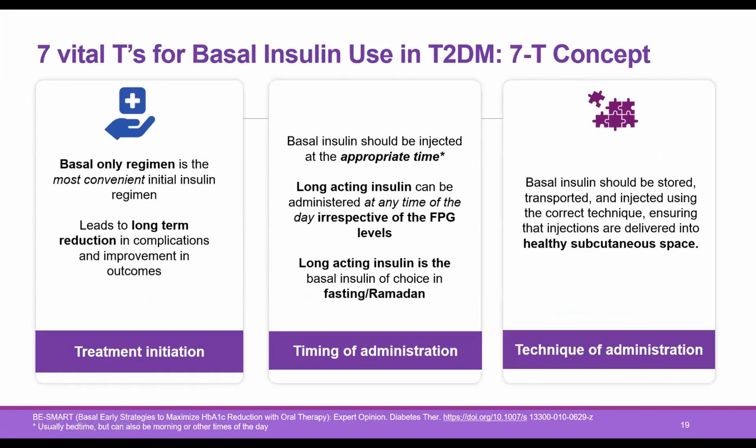So there are a few things which we have to remember. The basal insulin regime is the most convenient initial insulin regime, and it leads to long-term reduction in the complications, number one. Number two, you have to give the basal insulin at an appropriate time. As you know, glargine basically works for 24 hours, and therefore you have to give the insulin at the same time every day. So if you have advised the patient to take insulin at 9 p.m., you have to give the insulin at 9 p.m. irrespective of the meal. Whether he has taken the meal before or after hardly matters.